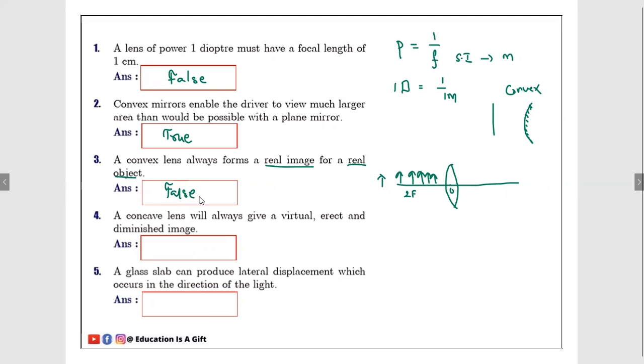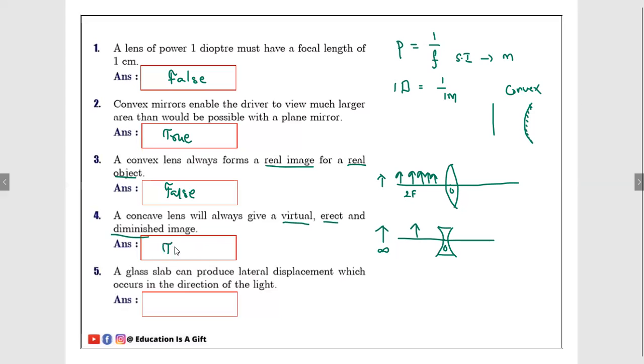You must understand the 6 positions which I already covered. Number four: a concave lens will always give virtual, erect and diminished images. Coming to the concave lens, you can observe its shape here, and for a concave lens we have only 2 positions. Number 1, the object placed at infinity. Number 2, the object between infinity and the optic center O. In these 2 cases we will get images which are virtual, erect and diminished.